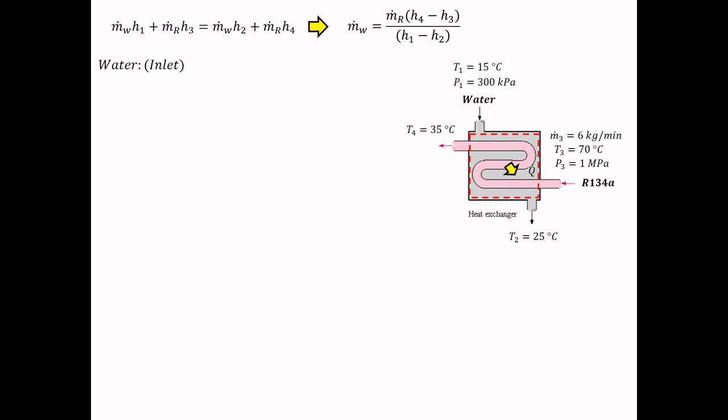Okay, for the water at the inlet, first we need to check the phase by using the saturated water table. So T1 equals 15 degrees Celsius and P1 equals 300 kilopascal.